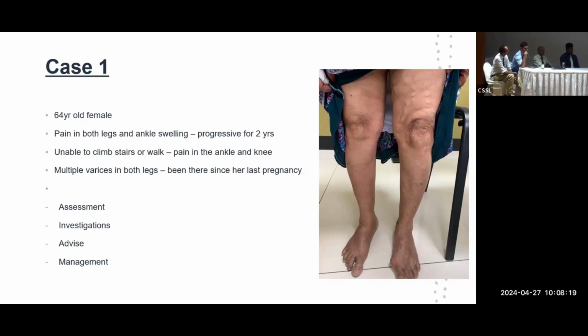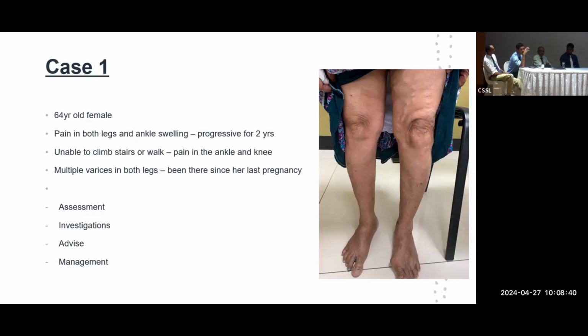So varicose veins and leg pain, that is a very common presentation. Usually what the patient can see is the varicose vein, so they tend to attribute all lower limb symptoms to the varicose veins and they come to you. So you have to carefully select the patient who will benefit from venous intervention. That's what I feel.